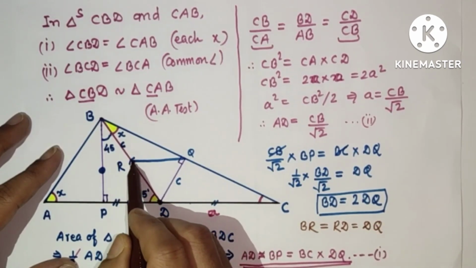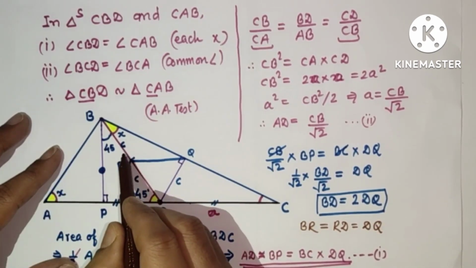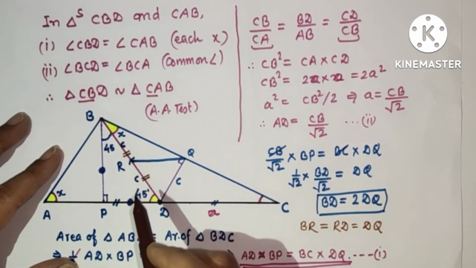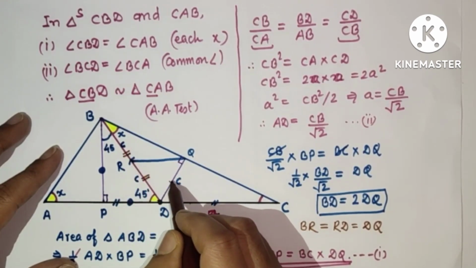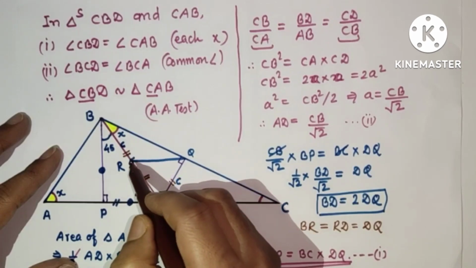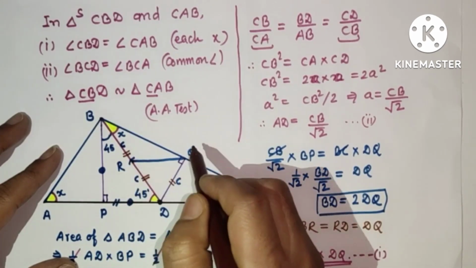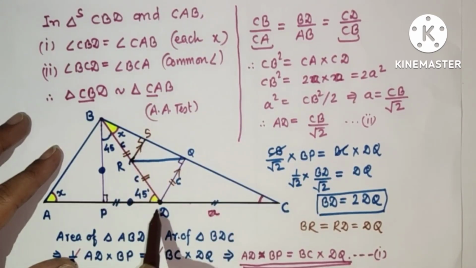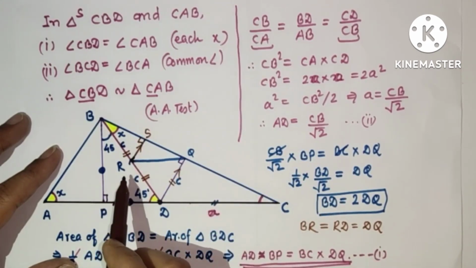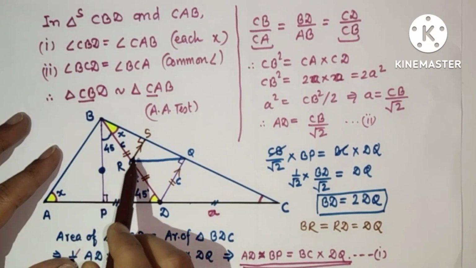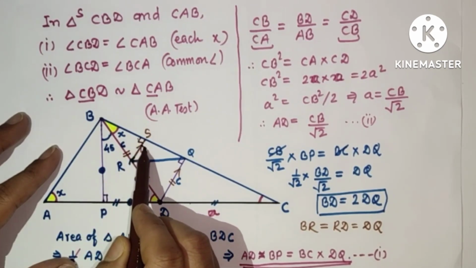Now this R is the midpoint of BD. Draw RS parallel to QD. RS is parallel to QD. Now this is 90, so this will also be 90.